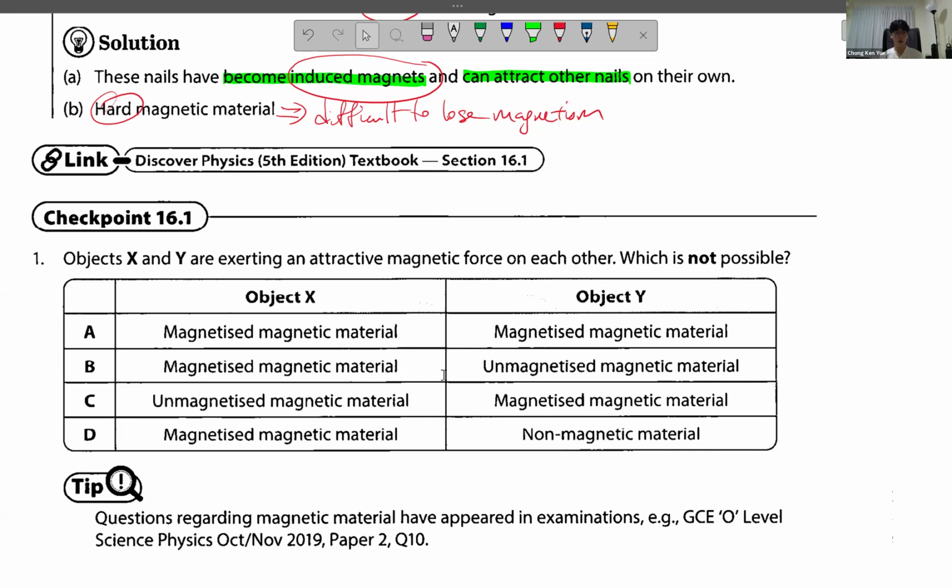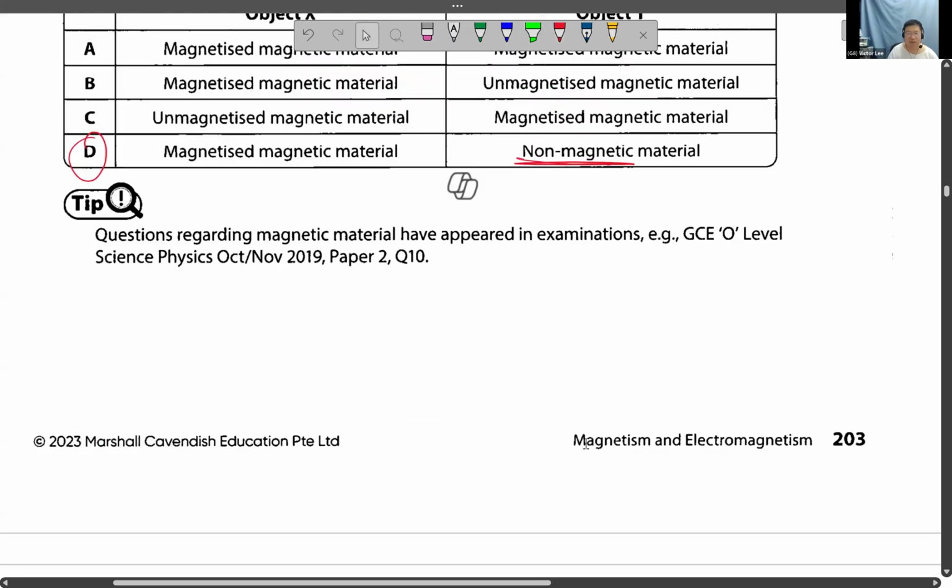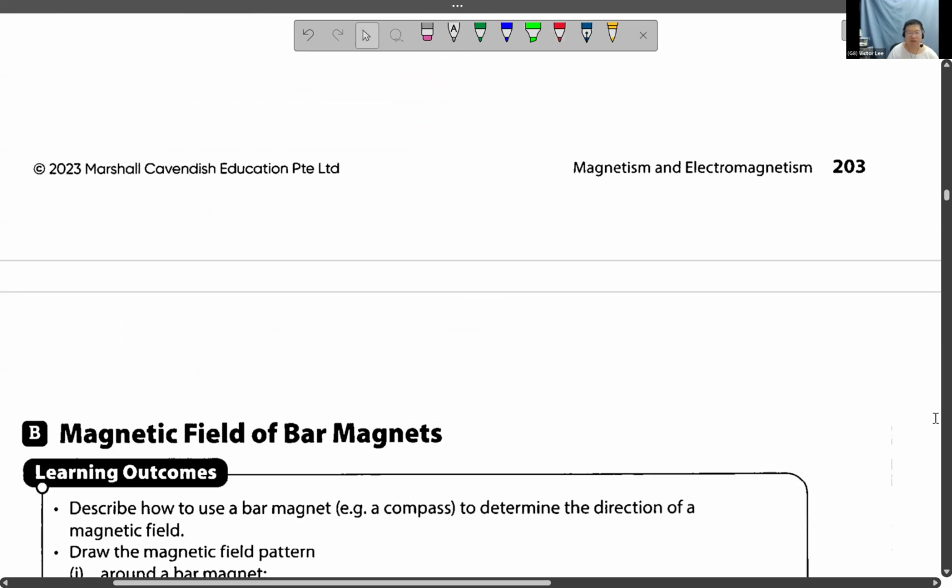How about this one? Magnet attracts unmagnetized magnetic material, can also, right? Yeah. Unmagnetized attracts magnetic, can, right? Can a magnet attract non-magnetic? Answer is D, yeah? Because this can never be induced magnetism. Okay. All right, let's move on here.